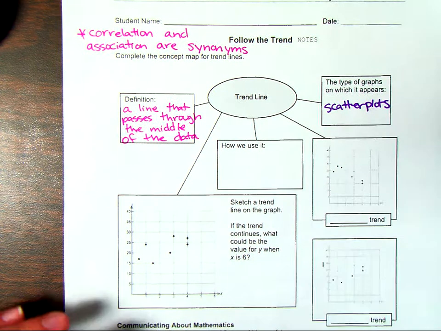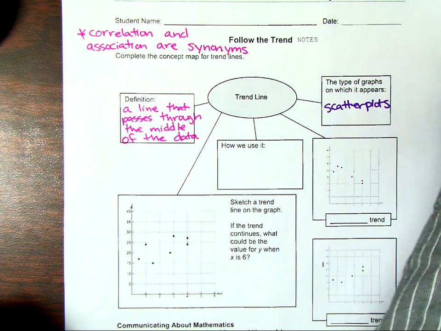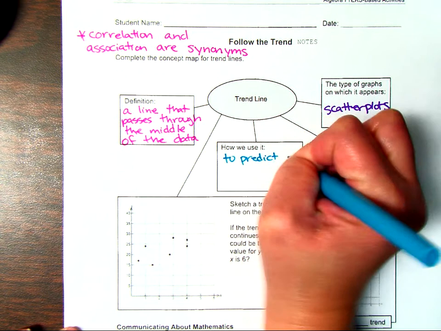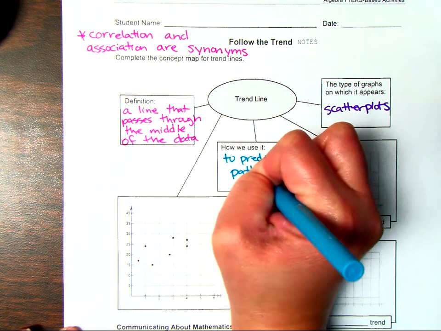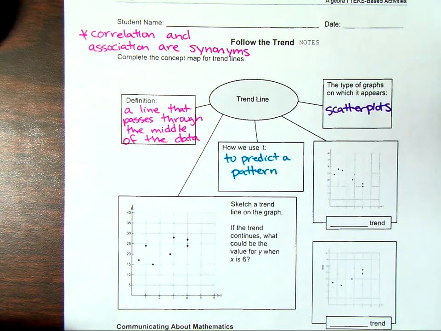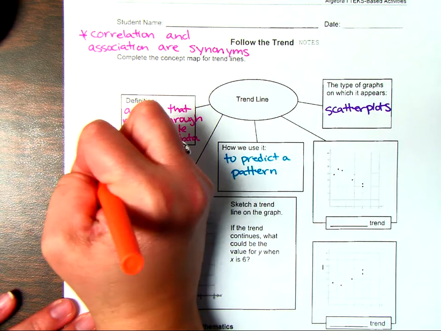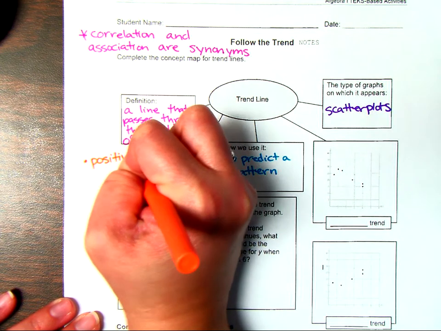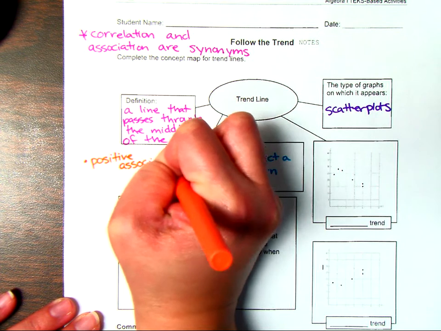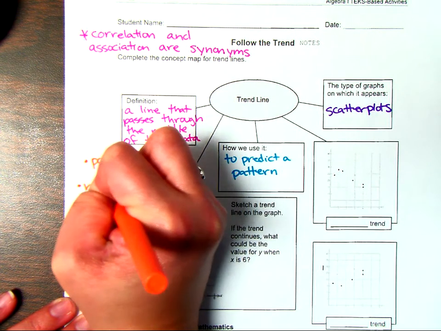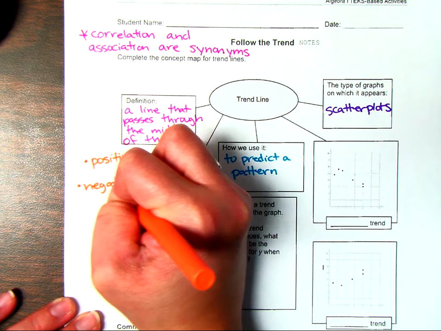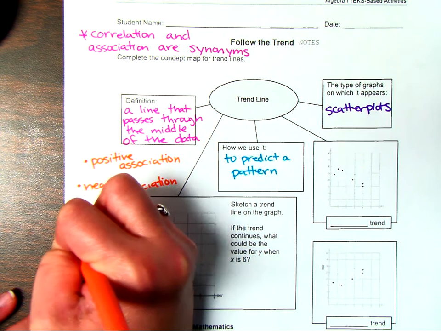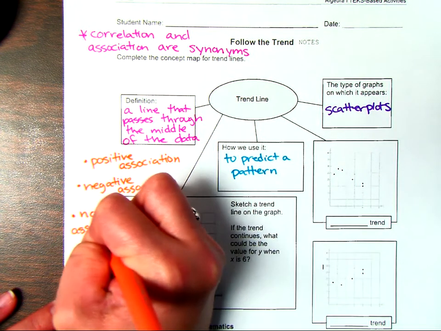And how we are using it is to predict a pattern. You're going to have three choices. We are either going to have a positive association, a negative association, or we're going to have no association. Let me show you what that looks like.